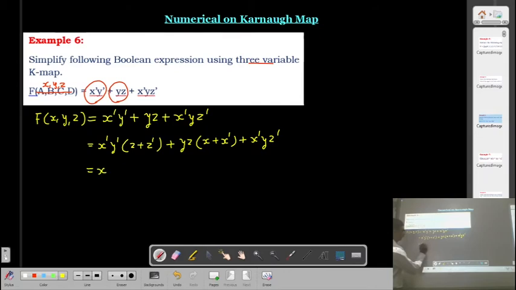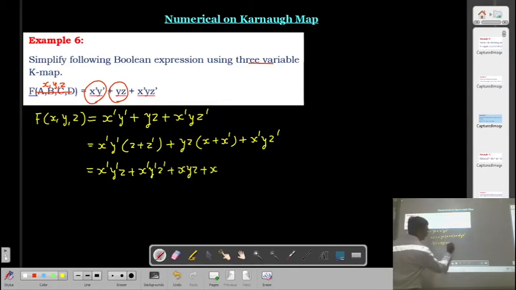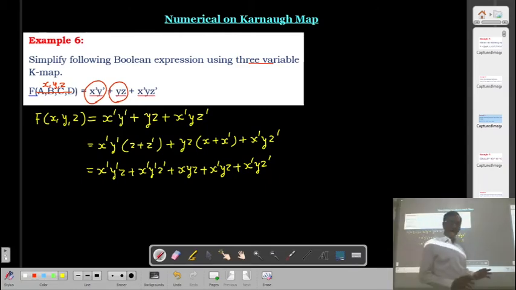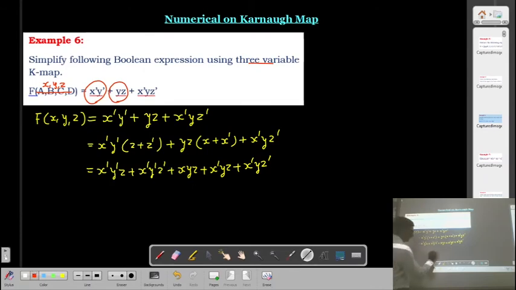So here we will get x dash y dash z plus x dash y dash z dash plus x y z plus x dash y z plus x dash y z dash. Right? Now you can see that every term of the Boolean expression has all three variables x, y, z. Now you can prepare a Karnaugh map. So this will be a three variable Karnaugh map.